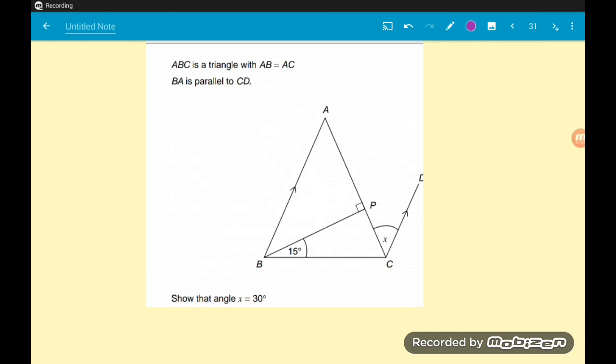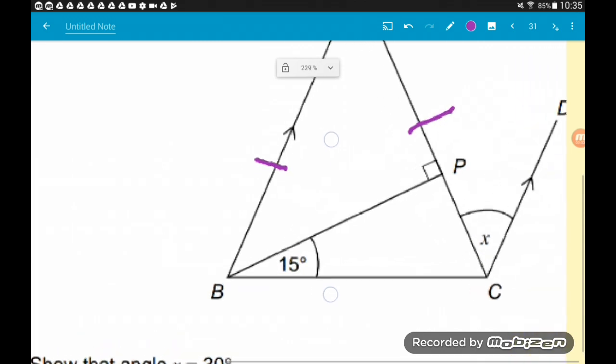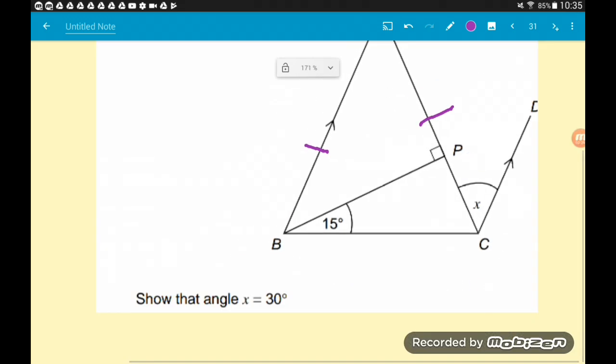Okay, next up we have more angles between parallel lines for fun. So here we've got ABC is a triangle with AB is equal to AC. So that's important. That tells us this is an isosceles triangle. So that's always useful if it's the case. We know that BA is parallel to CD. We've got this angle down here of 15 degrees and a right angle. We want to prove that angle X is 30 degrees.